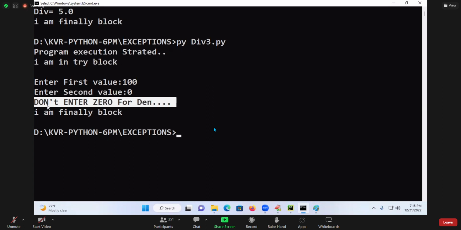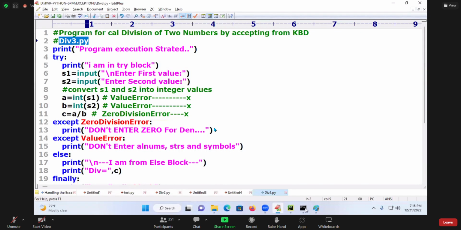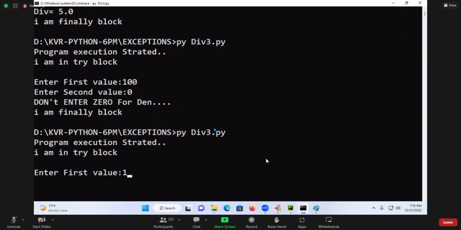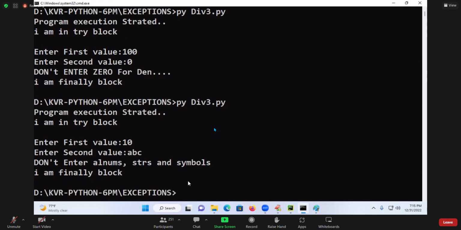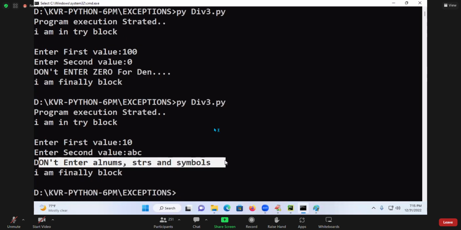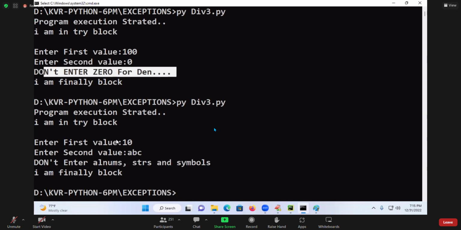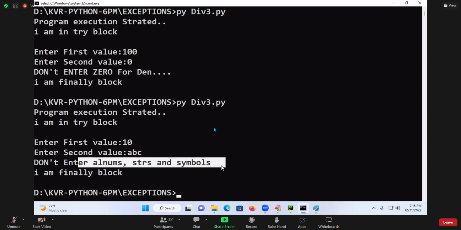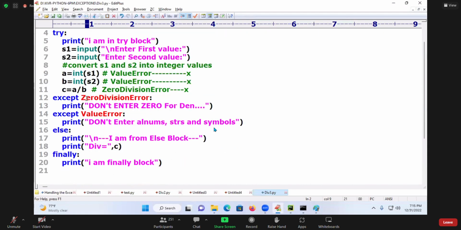When I run a second time, another exception comes. Instead of wasting a second run, the first time itself, along with saying don't enter 0 for denominator, I will give another message also, so that next time you will not commit the same mistake. Once again I will run it. I entered 10, ABC. It says don't enter alphanumerics. When they make one mistake, I tell them other mistakes of the same problem, so that they will be careful in running the application.